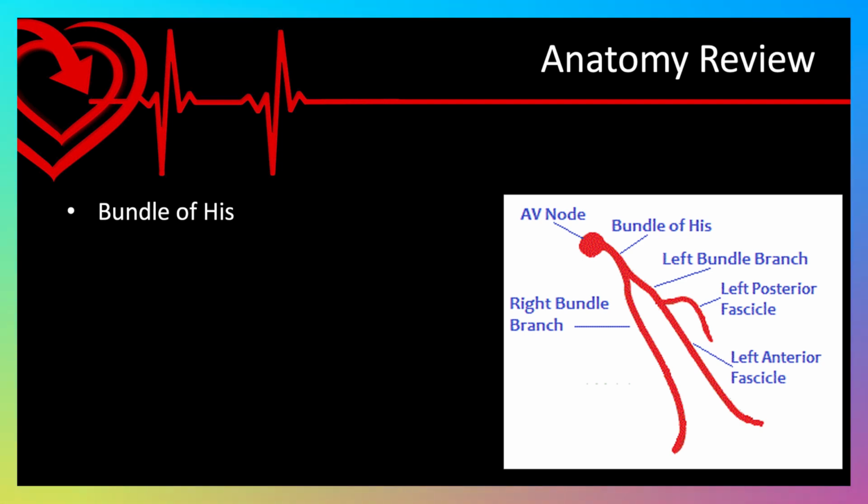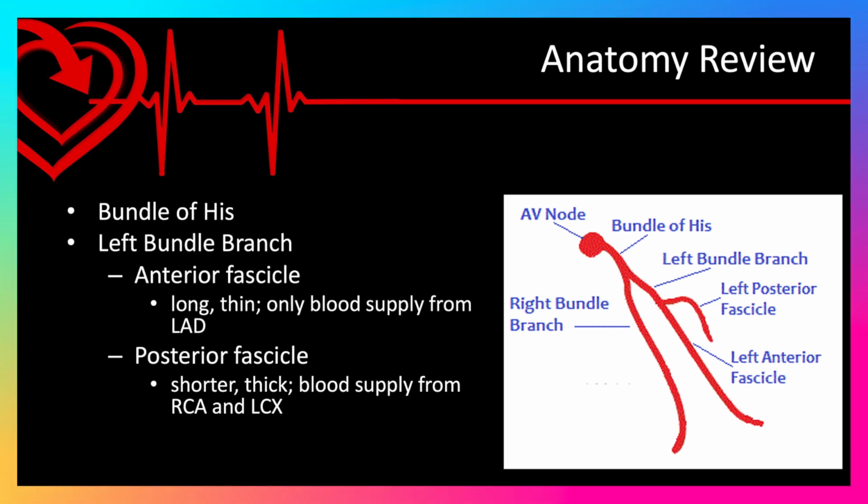So we talk about the AV node and the bundle of His, and then below that it breaks into two branches, the left and right bundle branch. The left bundle branch has two fascicles. The anterior, which goes along the front, feeds the front area near the left anterior descending artery. The posterior fascicle wraps around the backside, provides that stimulation to the muscles on the backside of the ventricle.